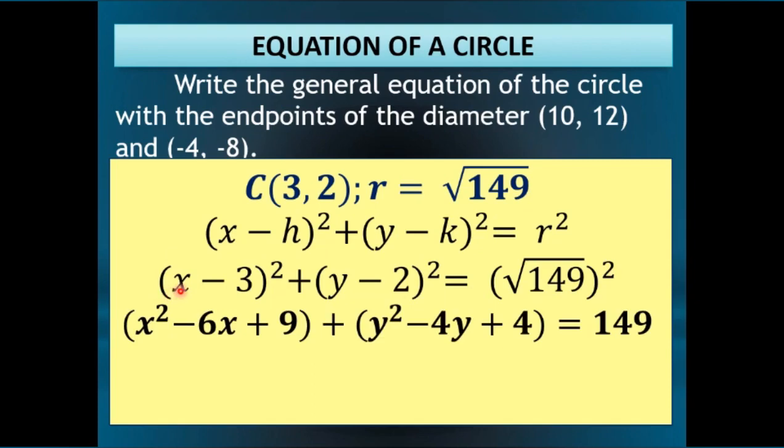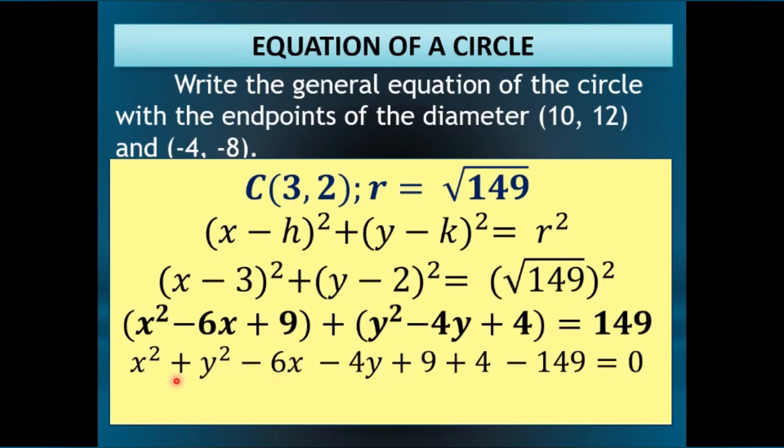We have x times x is x squared, 2 times x is 2x, times negative 3 is negative 6x. Negative 3 times negative 3 is positive 9. Then y squared is y squared, then 2 times y is 2y, times negative 2 is negative 4y. Then negative 2 times negative 2 is positive 4. And then for the square of the square root of 149, it will now be cancelled, so the remaining number would be 149. And then we arrange the terms, we combine terms.